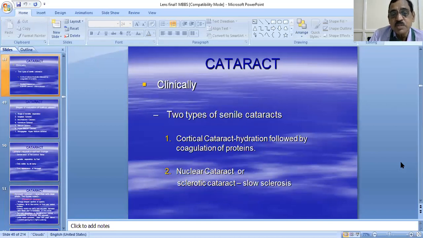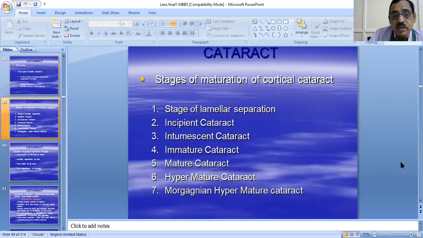Clinically, two types of senile cataracts are known. One is cortical cataract. This is caused by hydration followed by coagulation of the proteins. This I have already mentioned while telling you about the biochemistry of cataract formation. And the second one is nuclear cataract or sclerotic cataract. Slow sclerosis of the nucleus gives rise to a nuclear cataract.